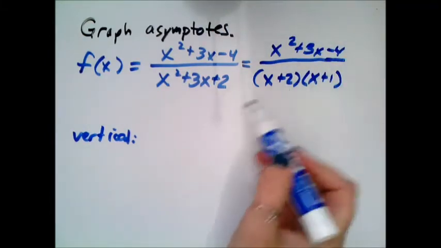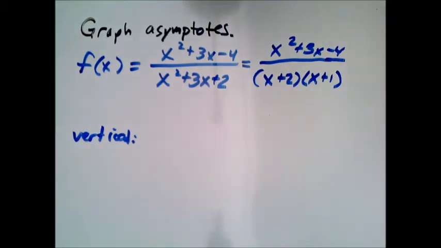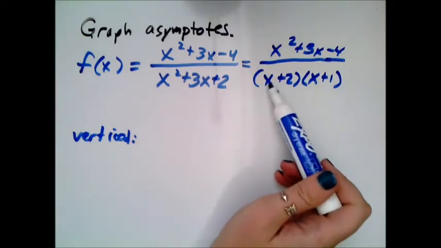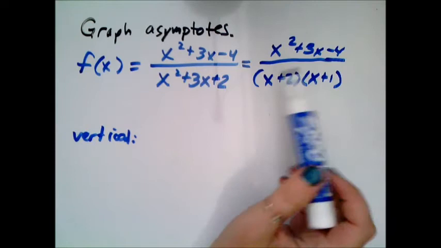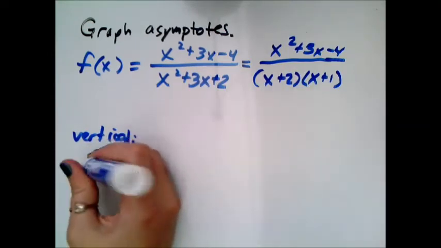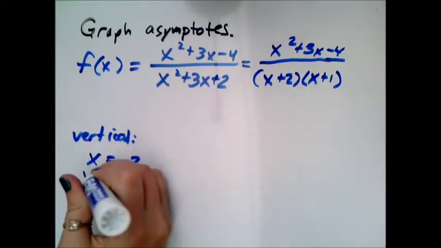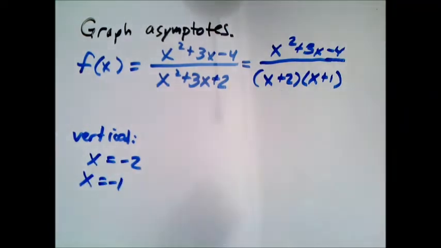So the bottom, where the denominator equals 0, gives me vertical asymptotes. Because think what happens there. Those are numbers that I can't plug in because they're not in the domain. If I put in negative 2, it makes the denominator 0. I can never divide by 0. So it looks like x equals negative 2 and x equals negative 1 are the two values I don't want there.